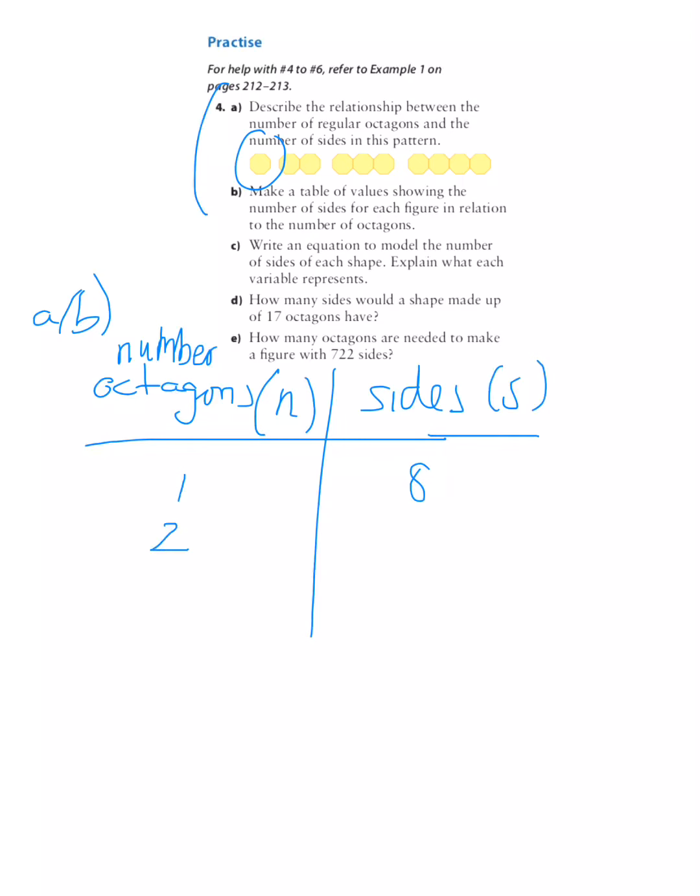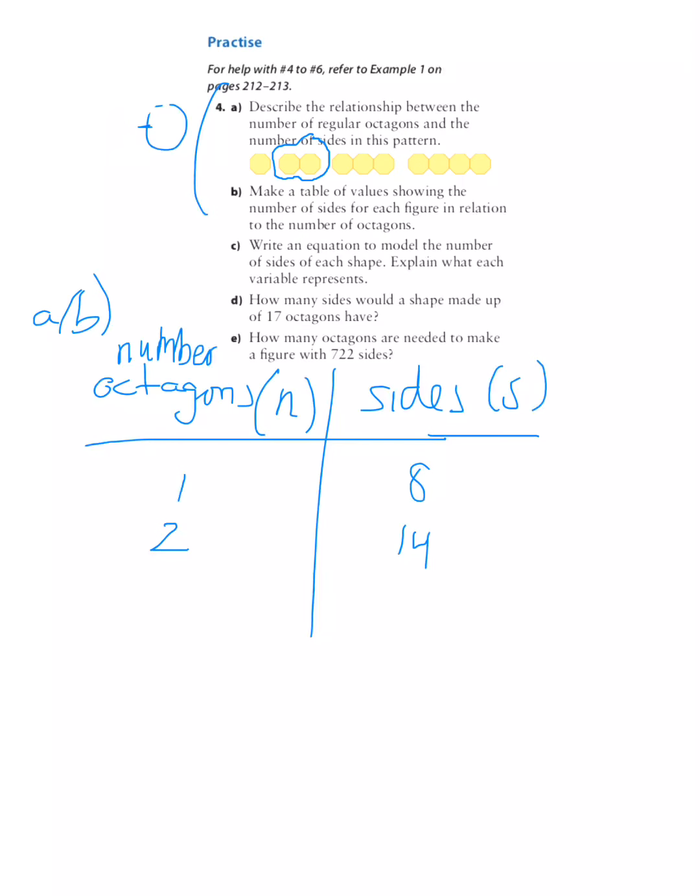The second one has 2 octagons, right? The octagons are going up by 1 each time. That's hopefully pretty obvious. But how many sides did it have? Well, if you count around, not counting the middle ones, we get that it has 14, which makes sense, right? Because if they were separate octagons, they would each have 16 sides, but because we're putting them together, it's getting rid of those middle sides.